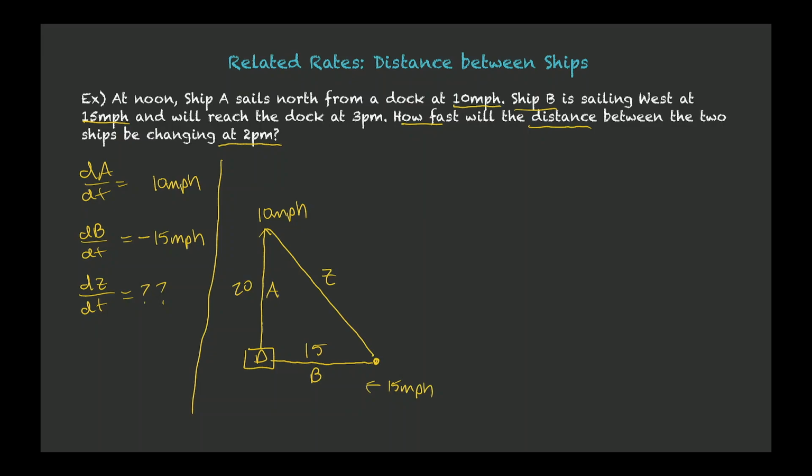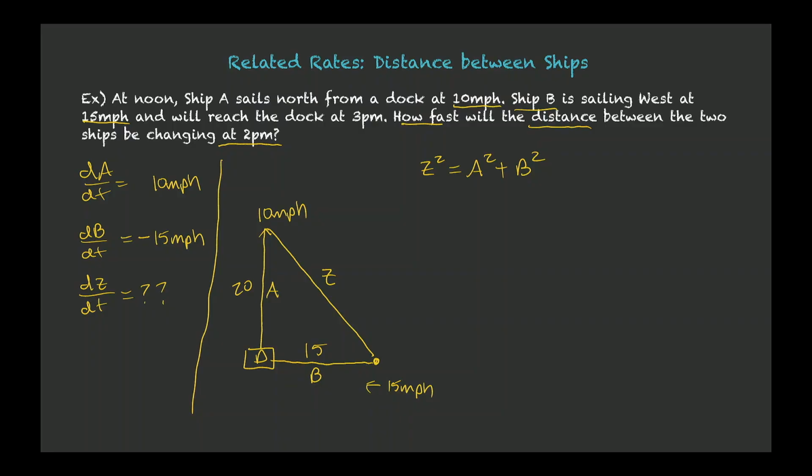Okay, and now I just need the relationship between A, B, and Z. And typically when we're doing distance problems, the relationship that you use is either going to be the distance formula if you're on an XY plane, or in this case, when we're talking about ships in the sea, we're going to use Pythagorean's theorem. So we have that Z squared is equal to A squared plus B squared. Okay? And that's our second key step, is to get a relationship between the variables which are changing in this problem. In this problem, it's A, B, and Z.